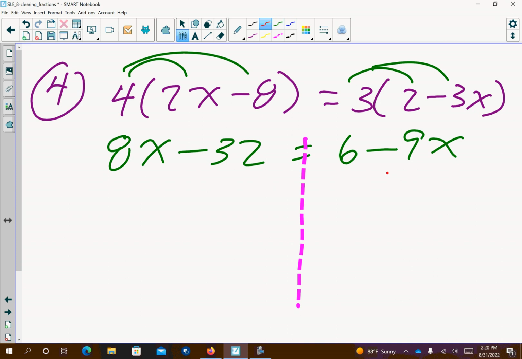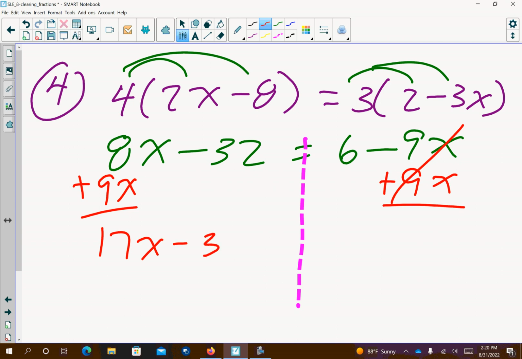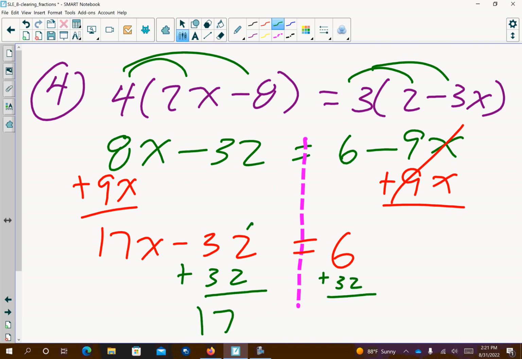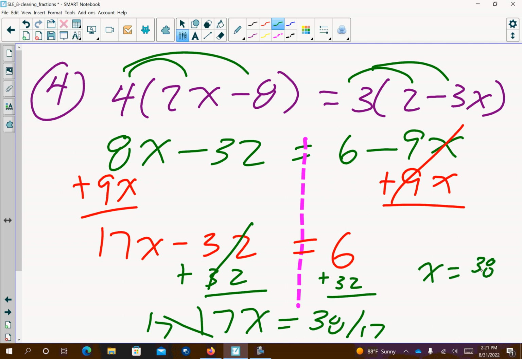So I think I might choose to add 9x to both sides. Okay, and again, it doesn't matter exactly where you start. It's going to fill things out. So I get 17x minus 32 is equal to 6. From there, I'm going to go ahead and add 32 to both sides. So I get 17x equals 38, because 6 plus 32. Divide each side by 17. So just go ahead and leave your answer as 38 over 17. That is a reduced fraction.